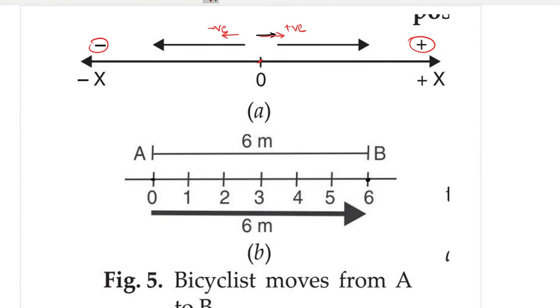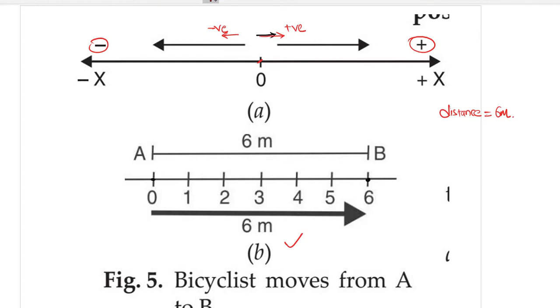Now tell me one thing. If I ask you this question, what is the total distance? What is the length of the total path covered by the bicycle? Now you will see that in the second figure, if the bicyclist moves from point A to point B, the length of total path covered by the bicyclist is 6 meter. So what is the length of total path? Length of total path is nothing but distance. So distance is how much? 6 meter.